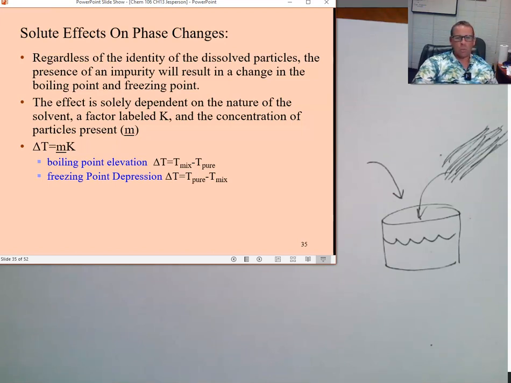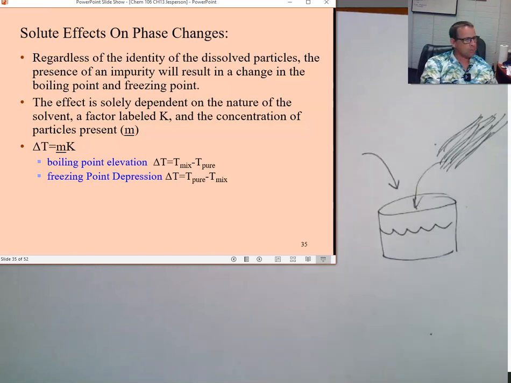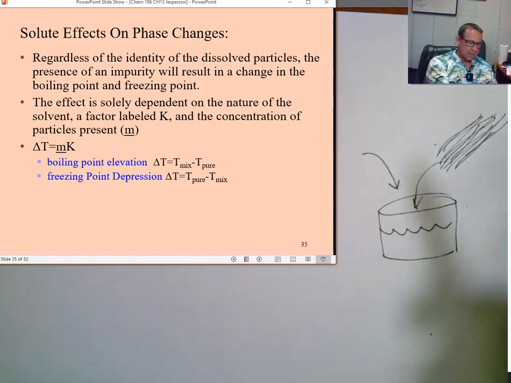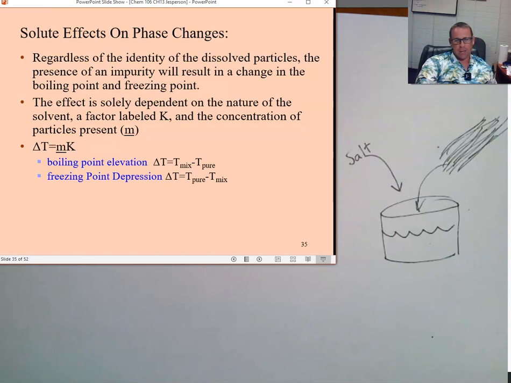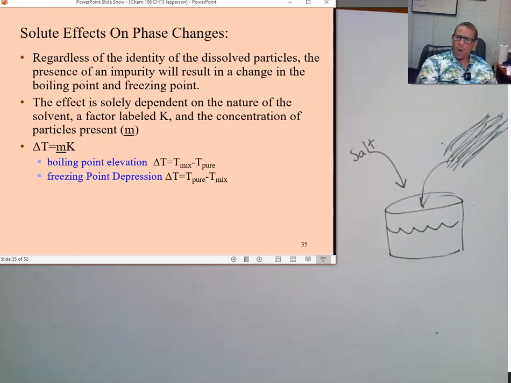Does anybody know what they're supposed to be putting into the pasta when they cook it? Any ideas? You can type it down in the chat box below. Salt. That's right. We're supposed to put salt in there. Okay? Why do we add salt, Grandma? Well, I don't know. Do you guys remember having this conversation with your grandma a long time ago? Why is it that we add salt? Anybody know?